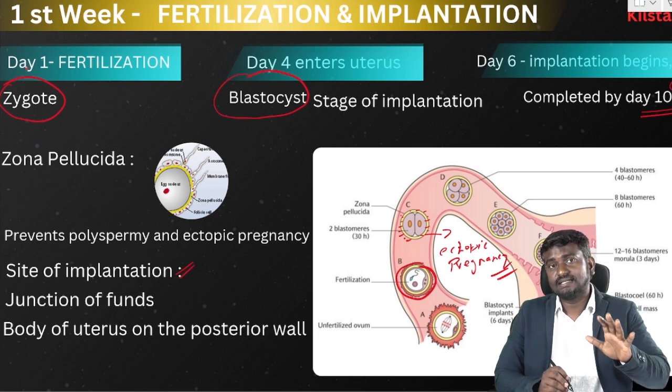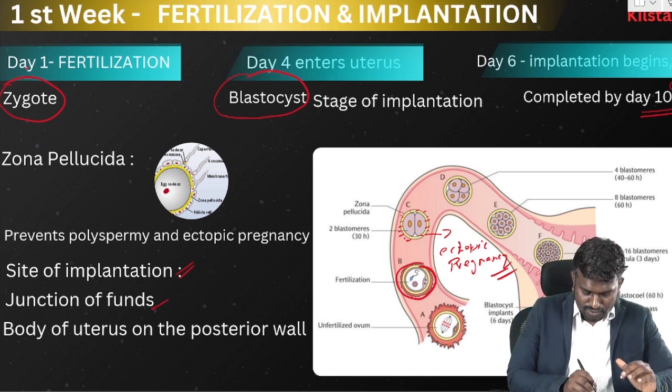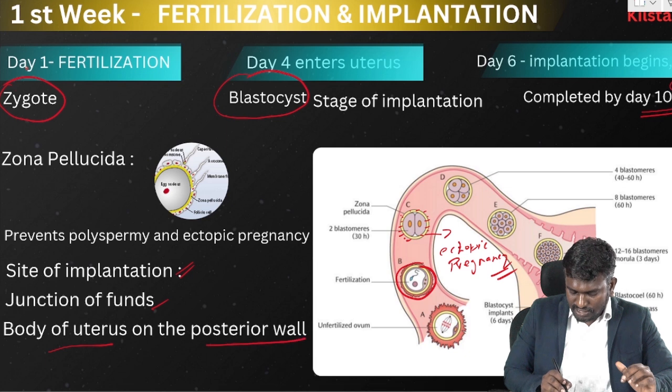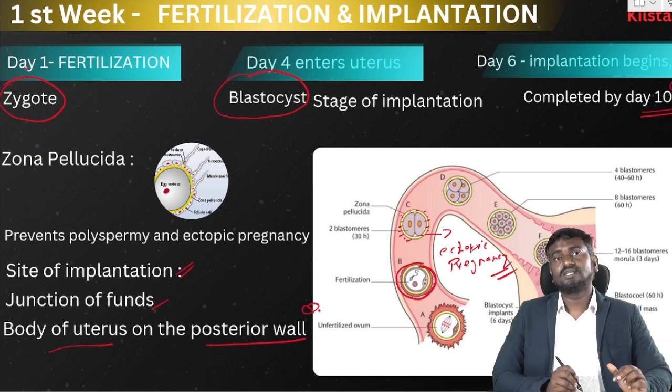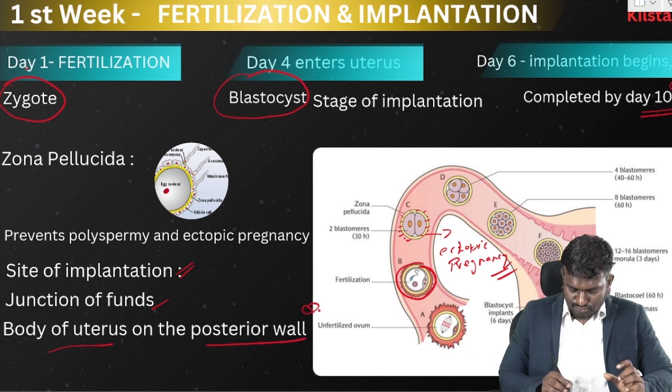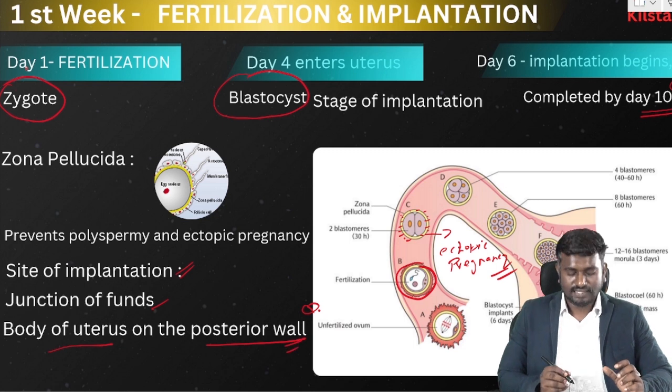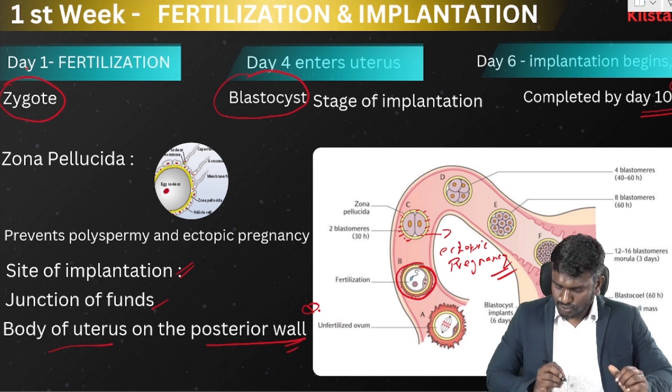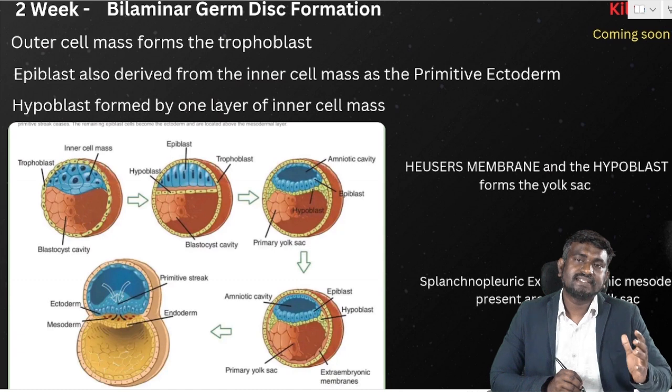It happens at the junction of the fundus of the uterus on the posterior wall. Junction of the fundus of the uterus in the posterior wall. That is where the implantation happens. Good. Now, implantation is completed.